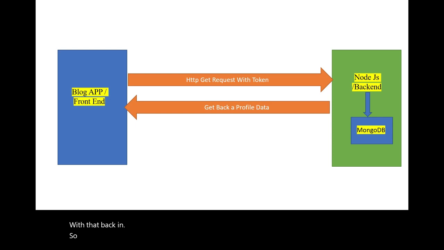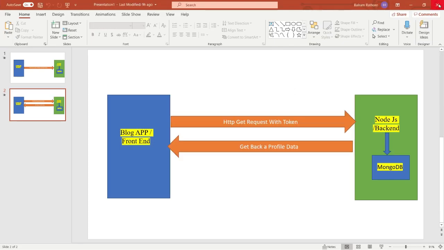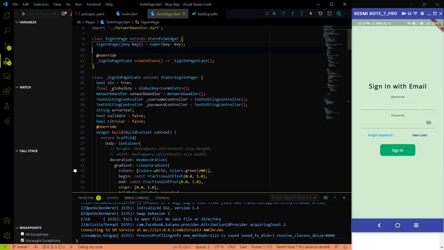If we ask for the profile data from the backend, it will authorize the blog app or the user with the help of the token only, and then send back the profile data to the blog app. After getting back the data, we will show it according to our UI format. So this is the token related thing. Now we have to store the token in a secure place. How will we do that?